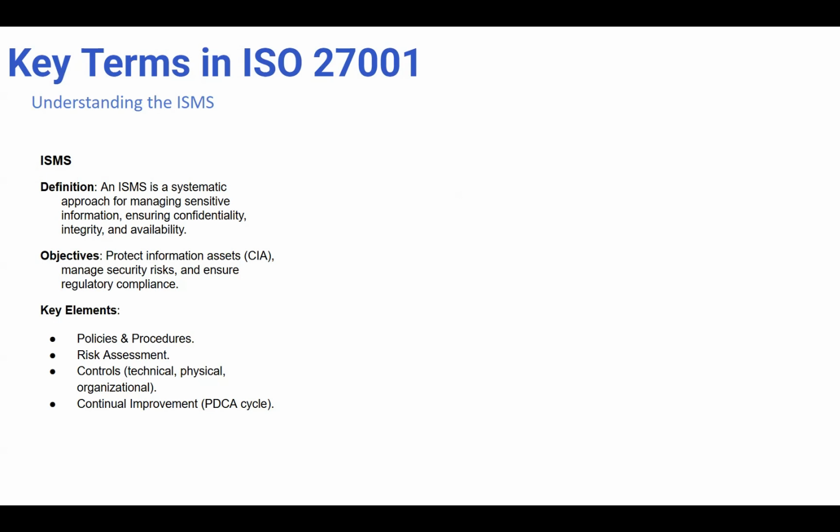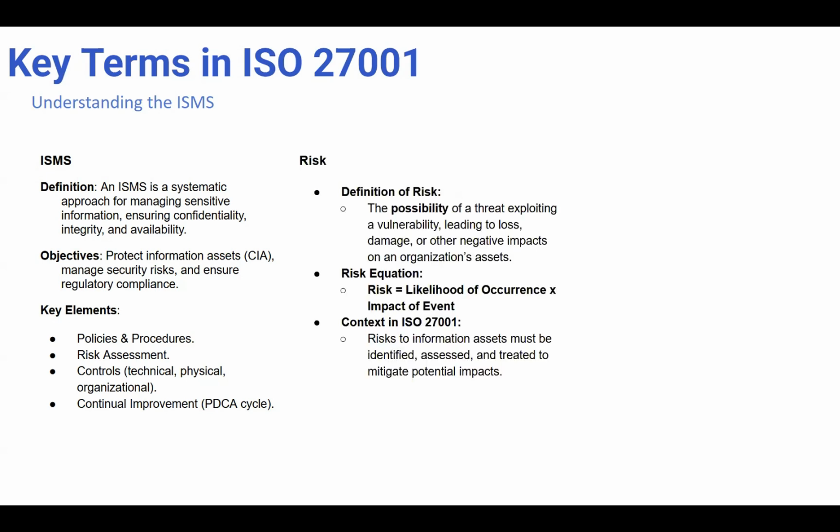Now, key objectives of an ISMS obviously is to protect CIA, manage security risks, and ensure regulatory compliance to some extent. And these are some of the key elements. Now, what is the risk? We discussed before, possibility of a threat exploiting a vulnerability, leading to loss to the business.